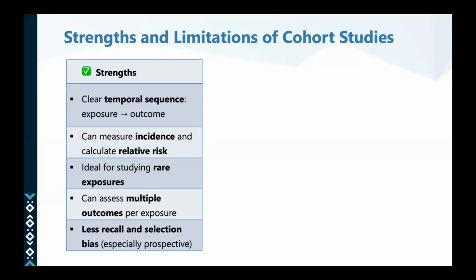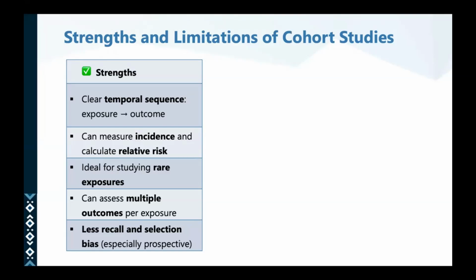This word retrospective introduces a lot of confusion. There are people who now think you should rather call retrospective cohort studies historical cohort studies, so that it makes sense that you are assessing the exposure historically, and you don't think about it as just going back in time to collect data, because people think about it in that way. The next strength is that it can measure incidence and relative risk.